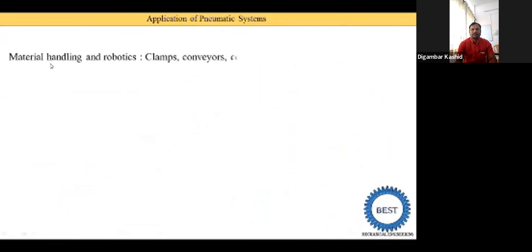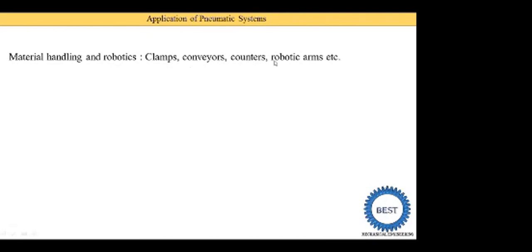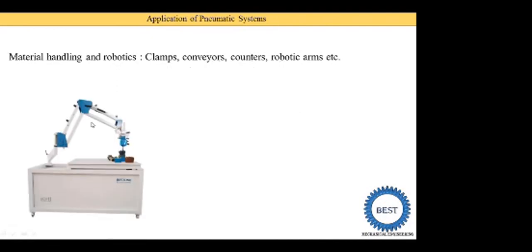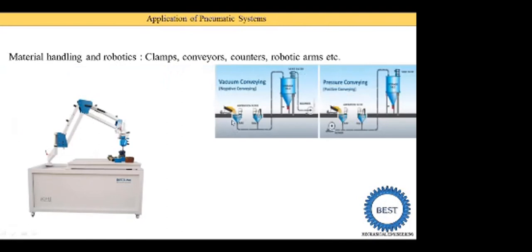The second one is material handling and robotics. That is different types of clamps, conveyors used for material handling, counters, and robotic arms for material handling. Here I show you this image of a robotic arm. It is used to transfer material from one place to another within a certain area. This is also a material handling system.